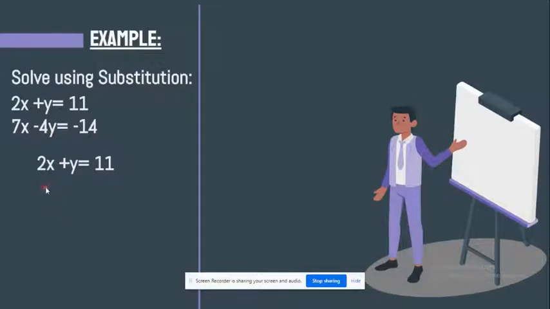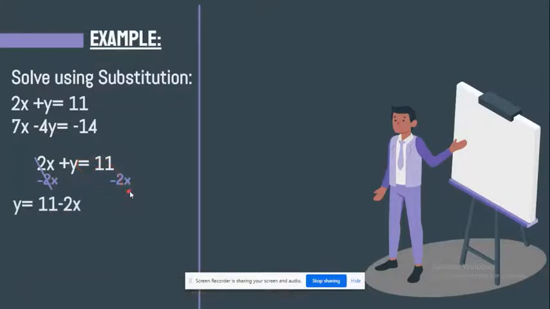Next, you want to leave y alone. You want to find the value of y. By doing that, we can subtract 2x from both sides. So 2x minus 2x is 0, we can cancel that. Now you do not subtract 2x from 11 further, because now you have the value of y, which is 11 minus 2x.